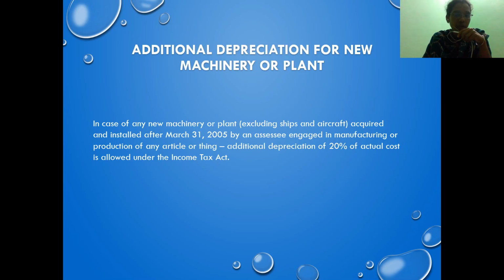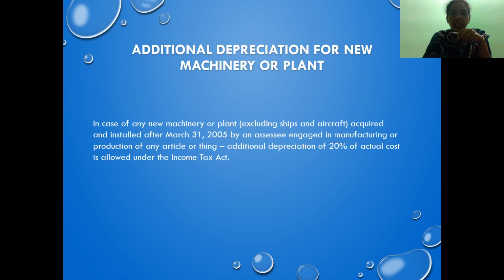So I have acquired a new plant in the relevant previous year, and the second condition is the number of days the asset has been used. In the relevant previous year I should have used that newly acquired asset for more than 180 days. If I have used it for less than 180 days, I can claim only half of the depreciation that is allowed, and not the full depreciation. When the asset has been used for 180 days, I can claim 20% as additional depreciation.